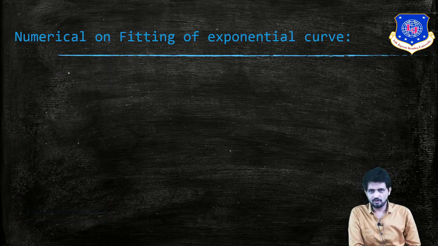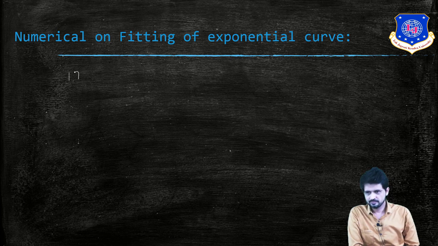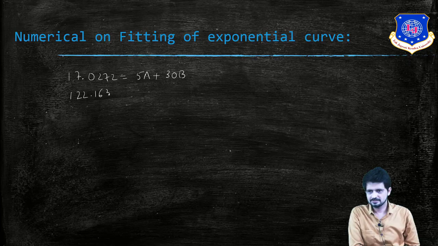Okay, by placing all these four values in the main equation, we can get 17.0272 is equal to 5A, because n is equal to 5, plus 30b, where sigma x is 30. Okay, then 122.1638 is equal to 30A plus 220b.